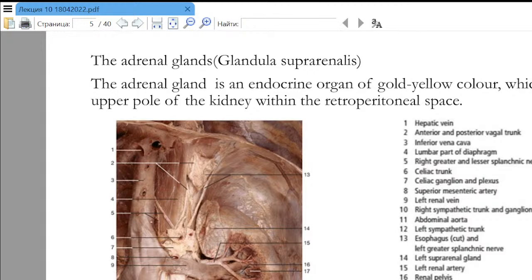Then the adrenal glands, glandula suprarenalis. The adrenal gland is an endocrine organ of golden yellow color, which rests on the upper pole of the kidney within the retroperitoneal space. This is the adrenal gland, the kidney.